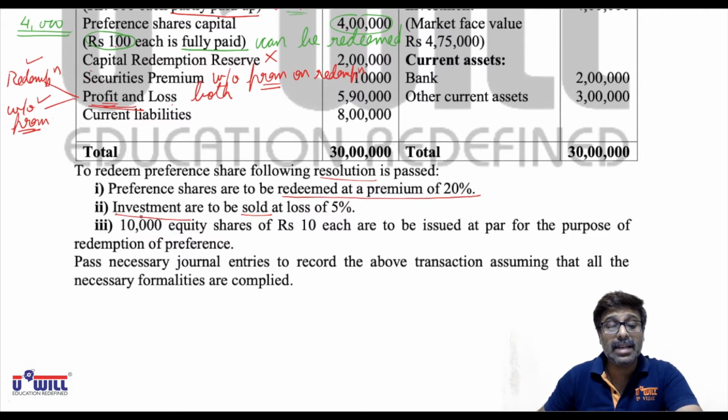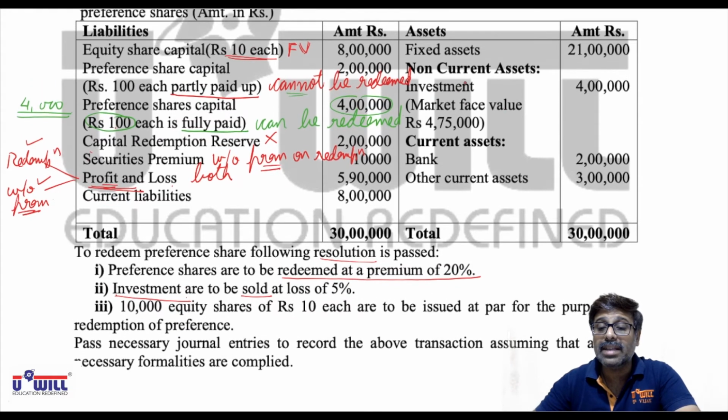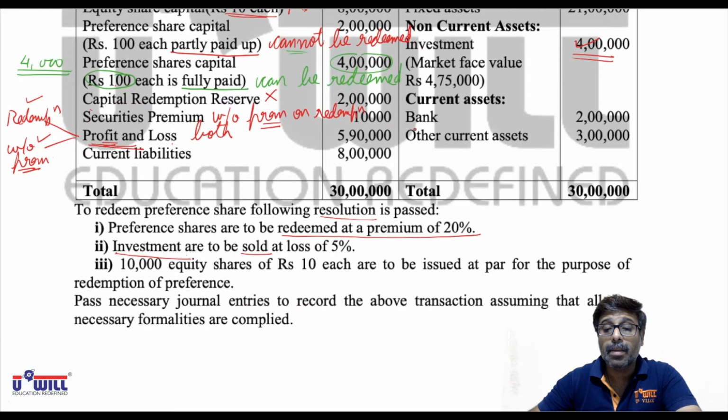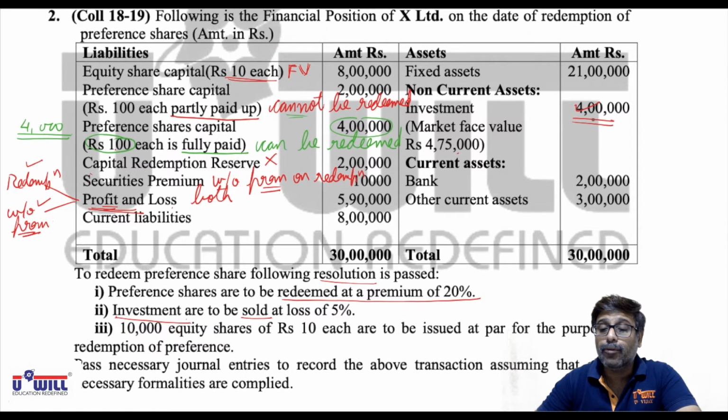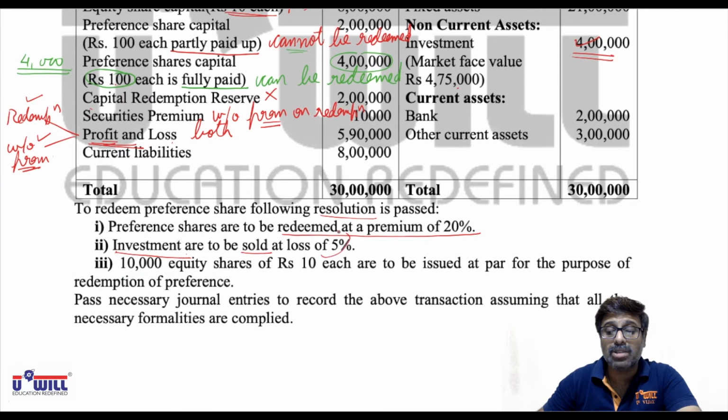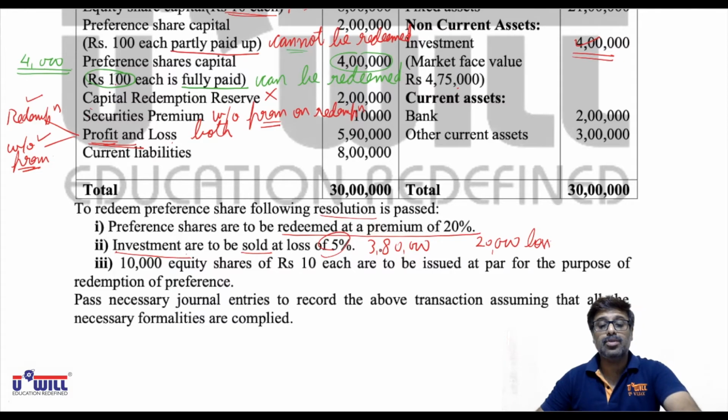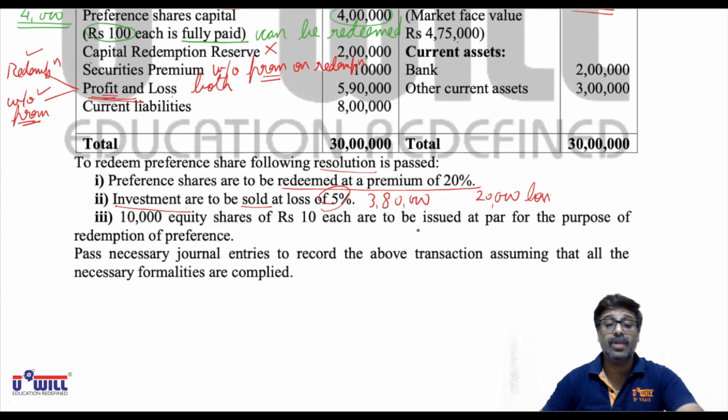So for selling the assets, investments are sold at 5% loss. Here you all can see investments are 4 lakhs. They are sold at 5% loss. Market value is 4,75,000. That is not to be considered. 4 lakhs sold at 5% loss means we have sold for 3,80,000. 4 lakhs, 5% loss is 20,000 loss. So that first entry will come.